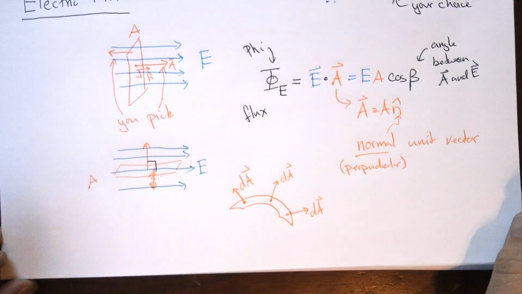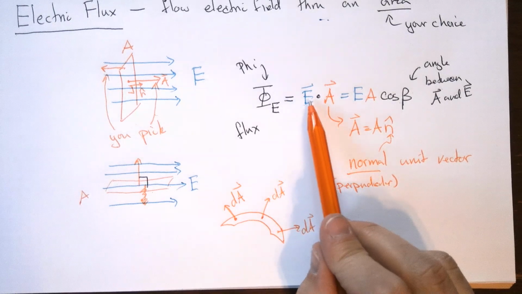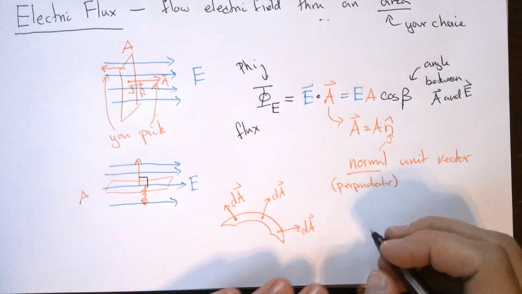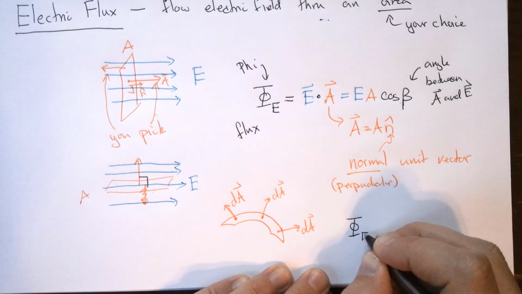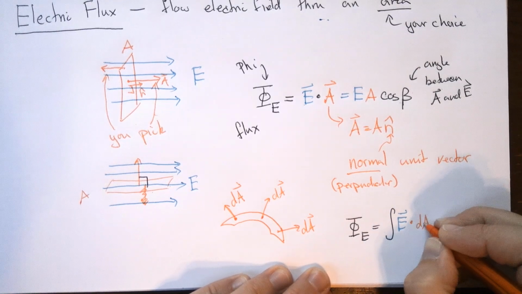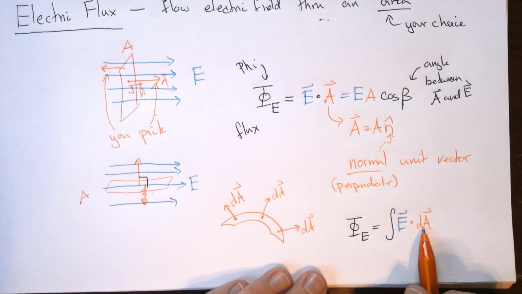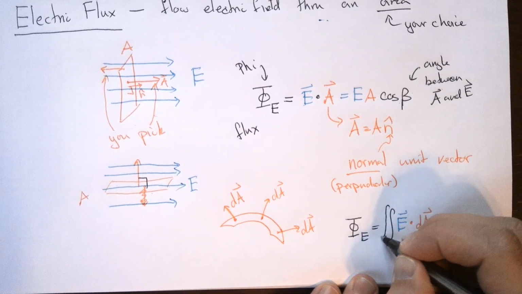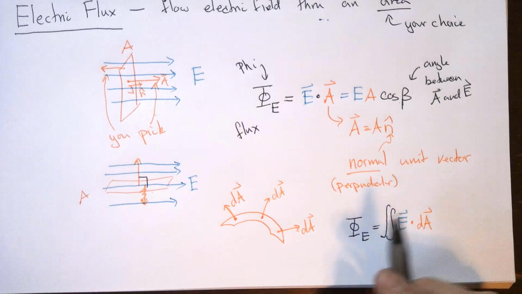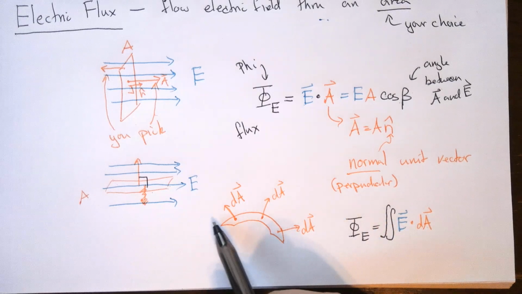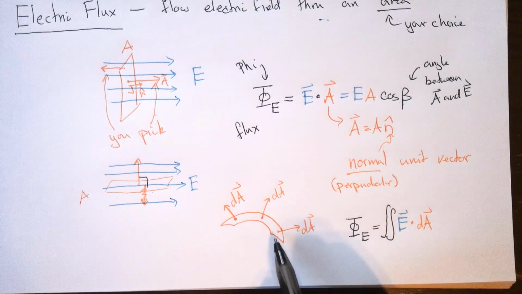So we need to modify the flux formula a little bit. This one works if you have a constant electric field and a nice flat area. More generally, you can write the electric flux like this. The electric flux is the integral of the electric field dotted with each tiny bit of area. So you have to integrate over the whole area. So this is actually a two-dimensional integral, because that's an area, so it's a surface integral. But at each little bit of the area, you take the dot product with the electric field, and that'll give you how much electric field is flowing through this curvy surface.